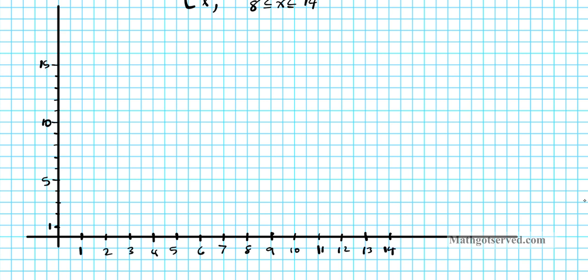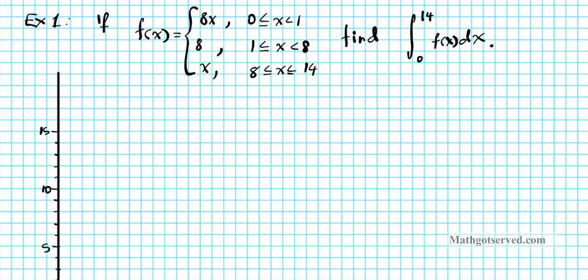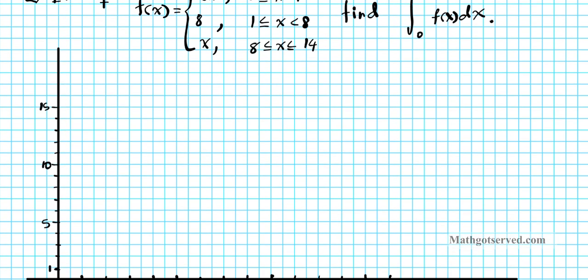Okay, so let's graph the first function. The first function is 8x. So for that one, y equals 8x. It's a line. The slope is 8 over 1, and the y-intercept is 0. Okay, so it's 8x plus 0. So starting from 0, we're going to rise 8 and run 1. Okay? All right, so let's do that.